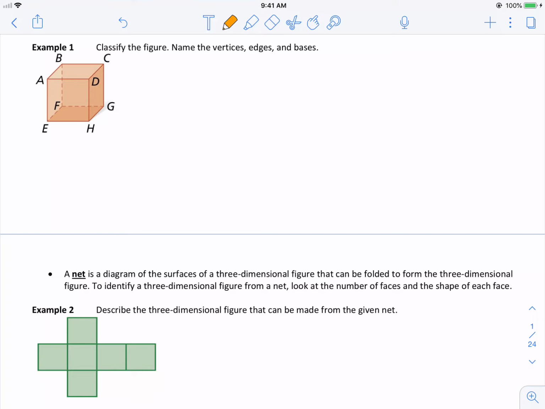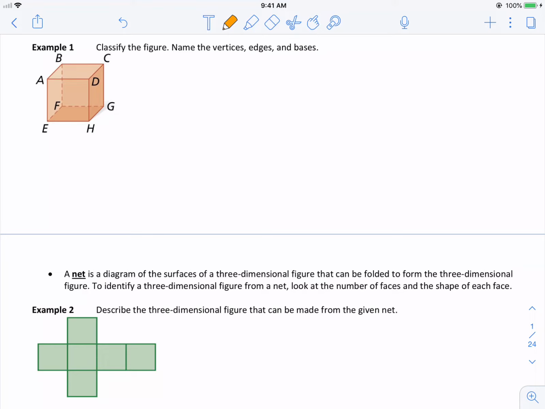So our first problem, we have what looks like a cube. Now, we're not specifically told that it's a cube, and we want to be careful about assuming. If we really didn't know anything about this, the best we could technically say would be that this is a quadrilateral prism.